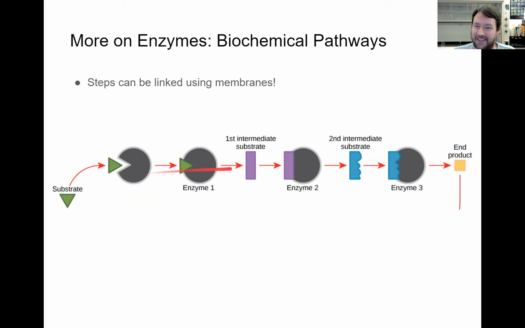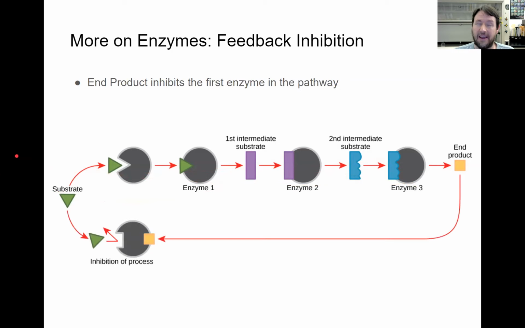Okay, so this is a biochemical pathway. And a lot of times in these biochemical pathways, we have some inhibition. And really, what this means is that the concentration of end product needs to be kept at some optimal level, right? So we don't want none of it, and we don't want too much of it. We've got to regulate somehow.